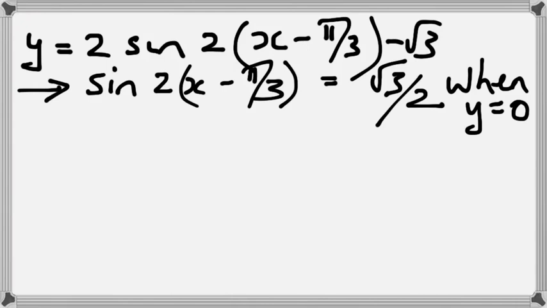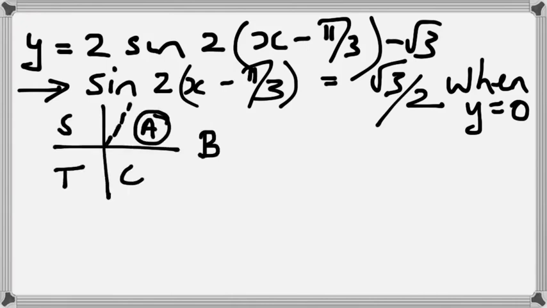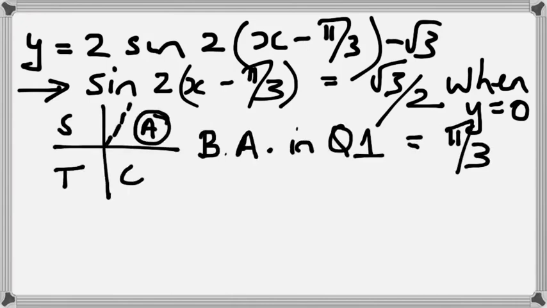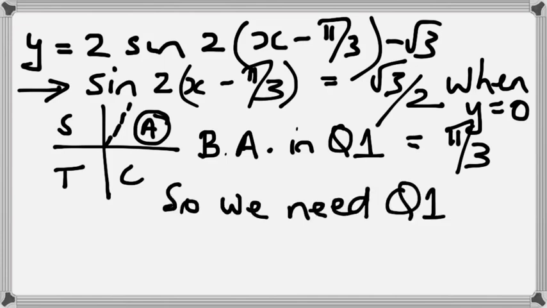You say to yourself, √3/2 looks mighty familiar. What angle is that? Well, let's get out our CAST diagram, and we know that the basic angle in quadrant 1, which has a sine of √3/2, is, yes, wouldn't you know it, π/3. Now, you knew that, didn't you? Because if you didn't, please learn them.